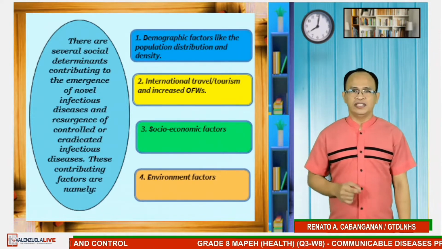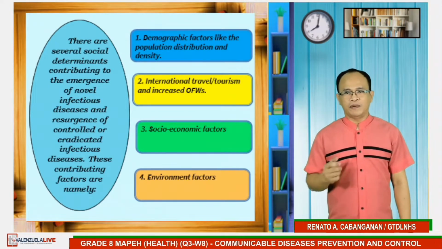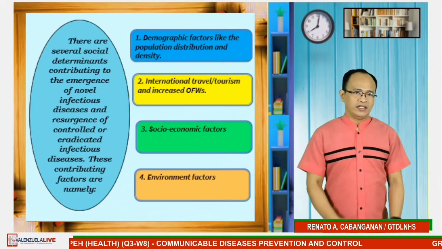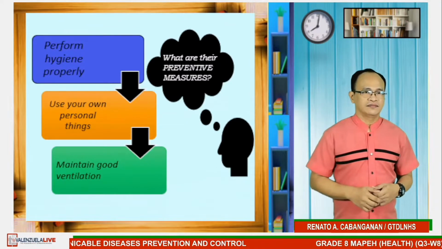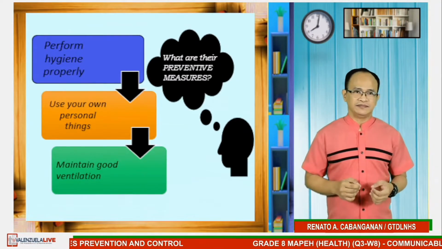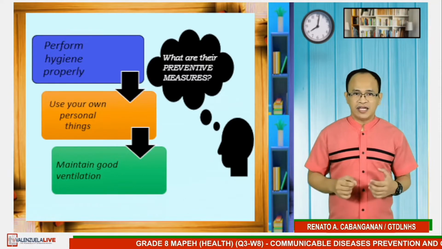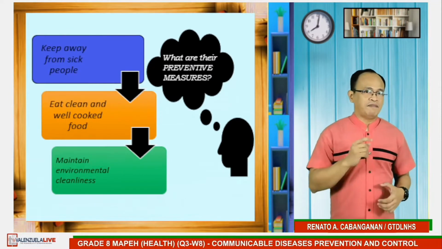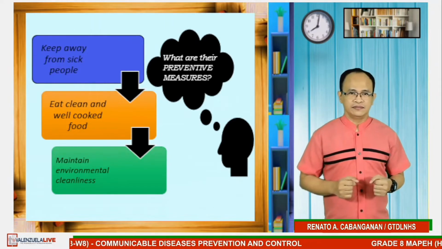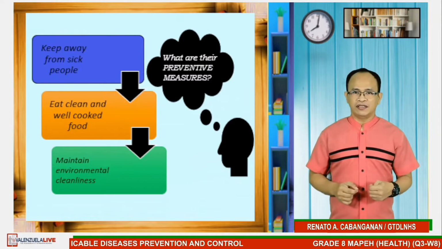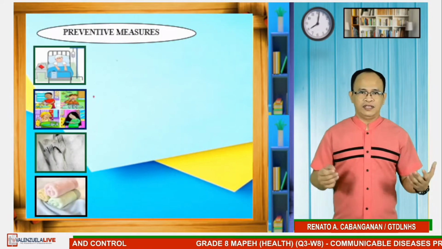Now that you're familiar with emerging and re-emerging infectious diseases, you're ready to explore the self-monitoring skills to prevent communicable diseases. What are their preventive measures? Let us enumerate one by one. Perform hygiene properly. Use your own personal things. Maintain good ventilation. Keep away from sick people. Eat clean and well-cooked food. Maintain environmental cleanliness. Follow these guidelines to reduce the spread of infections.